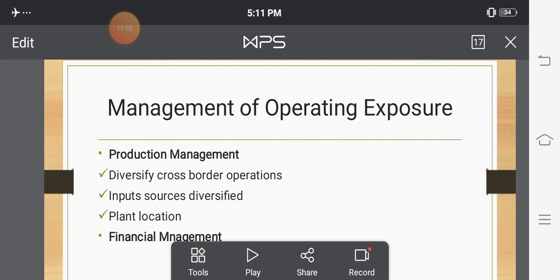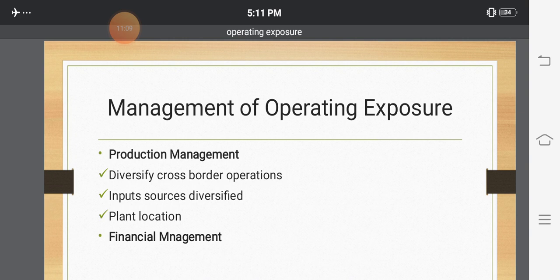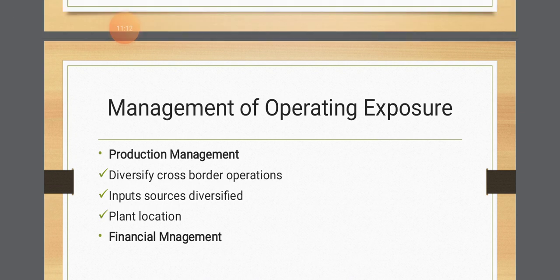The next thing is production management. You all know that this is another important area of managing or doing your business. So this is production management. The first thing that you can do here is diversify cross border operations. This is the diversification of your area. See what you are going to sell. You are going to sell whatever you have produced.